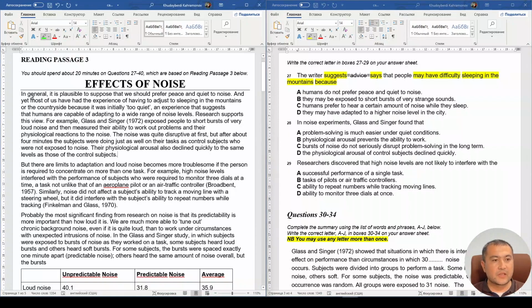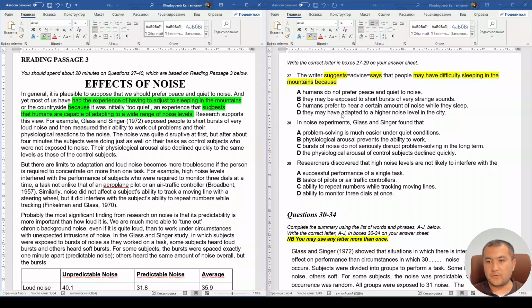So in general, it's plausible to suppose that we should prefer peace and quiet in the mountains. You see, most of us have had the experience of having trouble sleeping in the mountains or the countryside because it was initially too quiet. An experience that suggests humans are capable of adapting to a wide range of noise levels. It was initially too quiet, which means in the beginning it was like this conception. However, it's not, and suggests that, which means this is the right answer. Humans are capable of adapting to a wide range of noise levels.